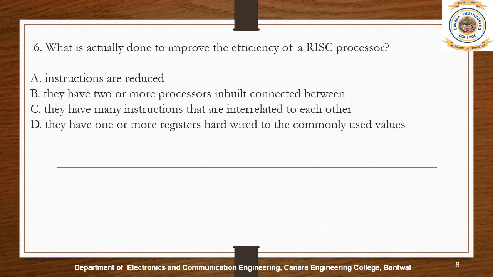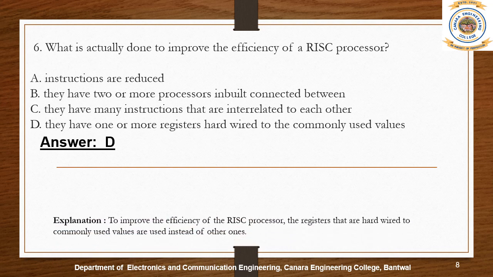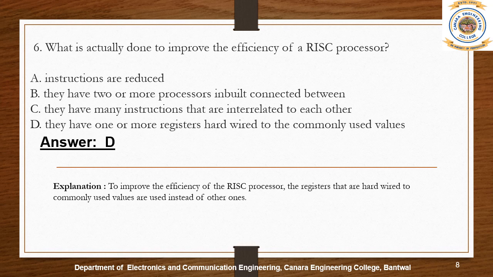In case of RISC processors, we have registers that are hardwired to commonly or most frequently used values instead of general purpose registers. These registers help in improving the efficiency of the RISC processor by avoiding frequent transfer of data which are used commonly.